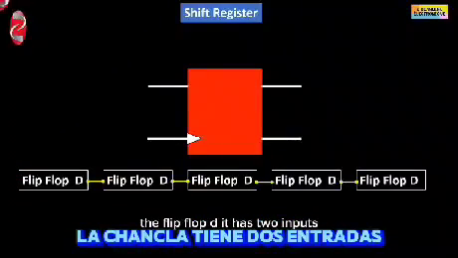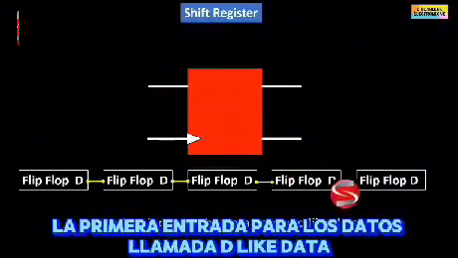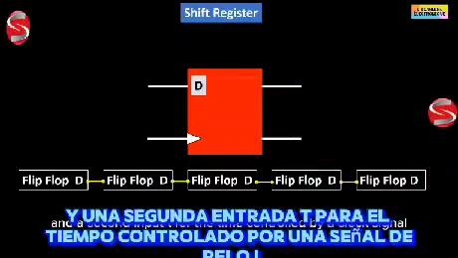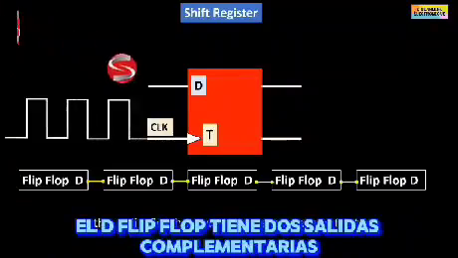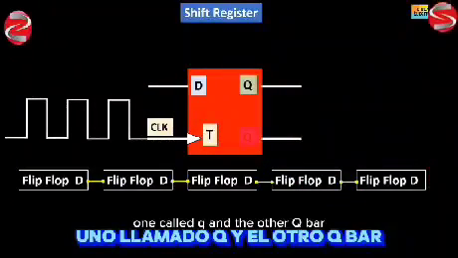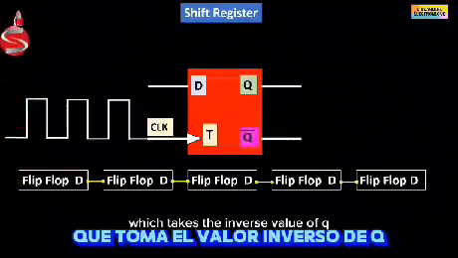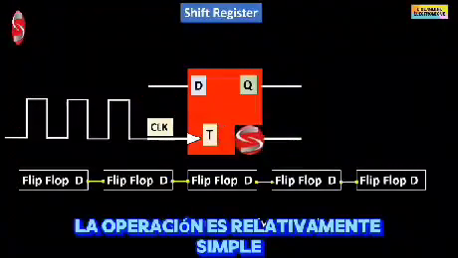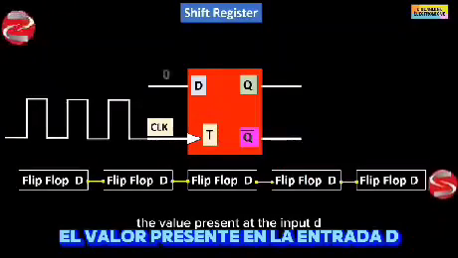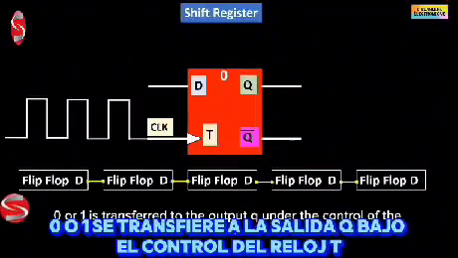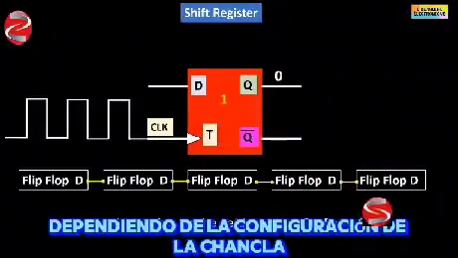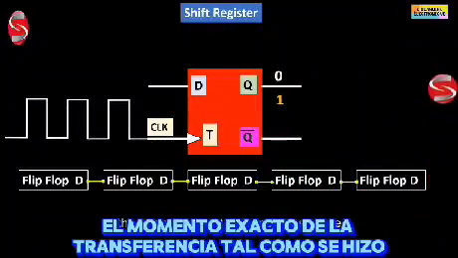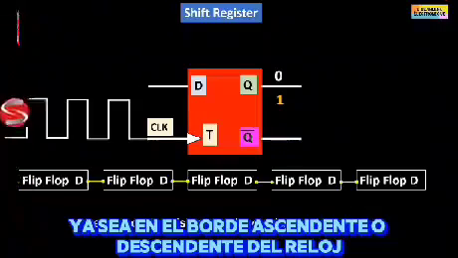It has two inputs. A first input for the data named D, like data, and a second input, T, for the time, controlled by a clock signal. The D flip-flop has two complementary outputs, one called Q, and the other Q bar, which takes the inverse value of Q. The operation is relatively simple. The value present at the input D, 0 or 1, is transferred to the output Q under the control of the clock, T. Depending on the setting of the flip-flop, the exact moment of transfer is made either on the rising or falling edge of the clock.